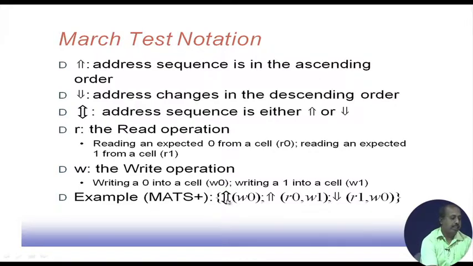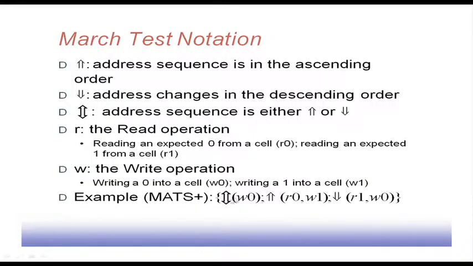So, for example, this is March C-, a march test pattern. Here it has 3 march elements: this is the first one, this is the second one, and this is the third one. The first one can be applied in any order, either increasing or decreasing, and it will fill up the entire memory with 0, because it says write 0. So, all the cells will now contain 0. The first template is applied to all the cells. Then it will come to the next template.